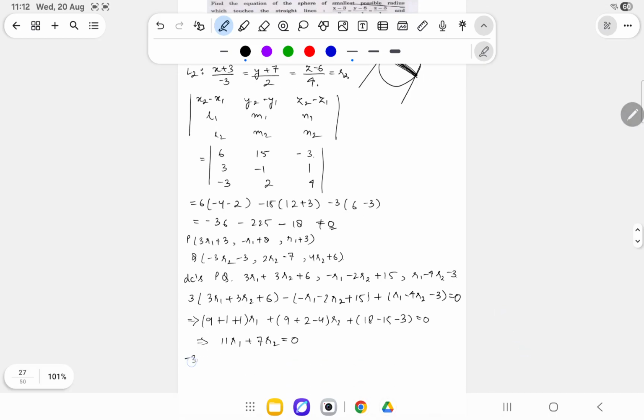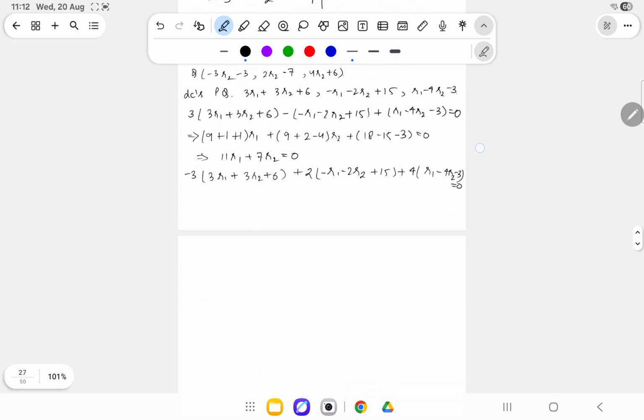So using that, I'll get minus 3 into 3r1 plus 3r2 plus 6 plus 2 into minus r1 minus 2r2 plus 15 plus 4 into r1 minus 4 r2 minus 3 equals to 0. So if I simplify it, I will get minus 9 minus 2 plus 4 r1 plus minus 9 minus 4 minus 16 r2 plus minus 18 plus 30 minus 12 equals to 0. So if I simplify it, I'll get minus 7 r1 minus 29 r2 equals to 0.